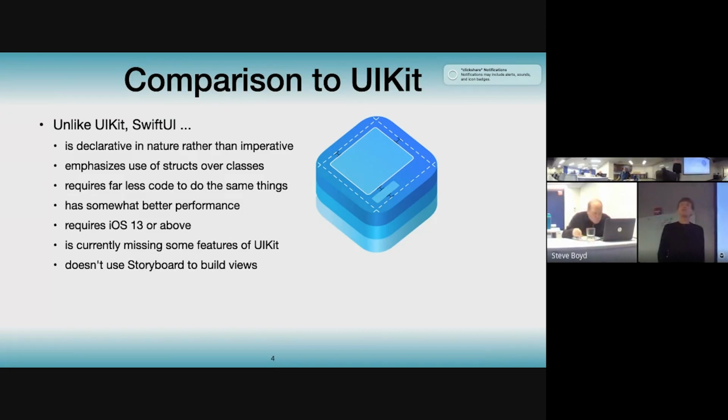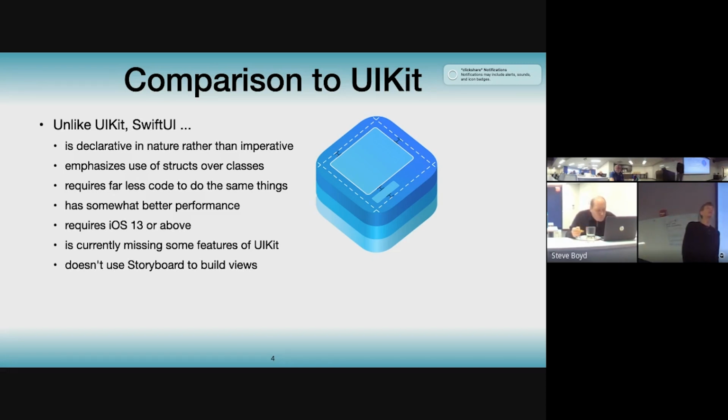Comparing SwiftUI to UIKit, the big thing is that SwiftUI is declarative and UIKit is more of an imperative framework. It's just a different style of writing your code. It emphasizes using structs over using classes. We're going to be talking about the differences between structs and classes later. You write a lot less code to do the same things, and that's really the big draw for a lot of people, that they're just more productive working in SwiftUI than they are in UIKit. Performance is a bit better. There are more strict requirements on the iOS operating system. You have to have at least iOS 13, but that's pretty old now, so most people have a phone that's on a newer version than that.